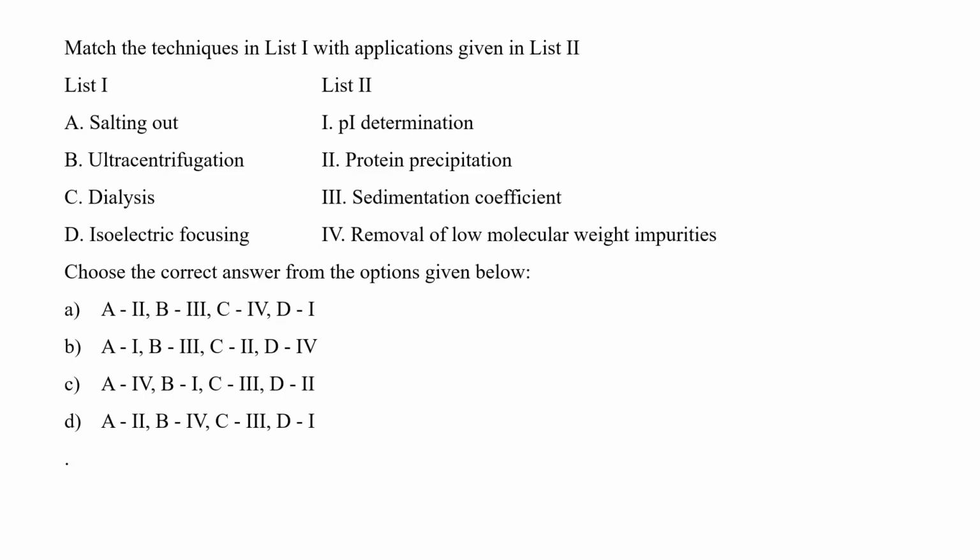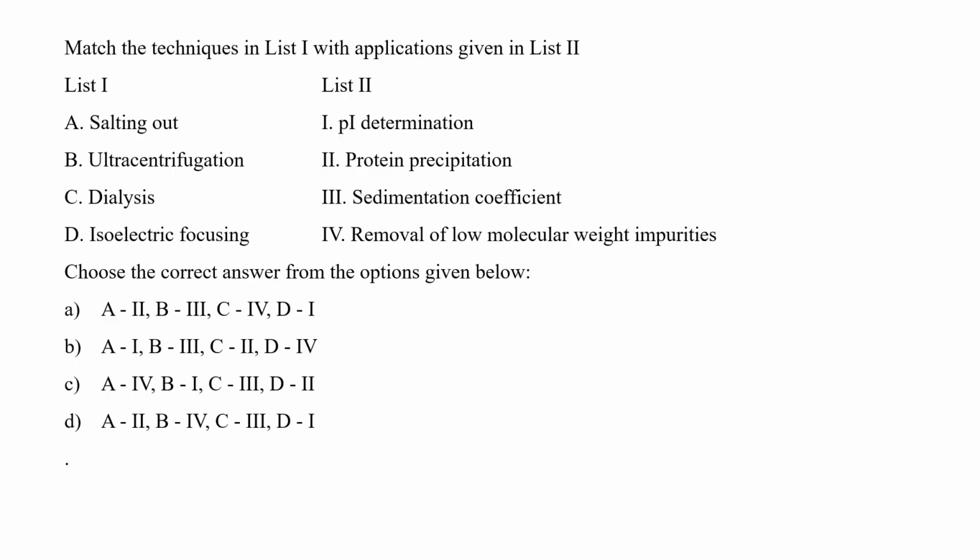Match the techniques in list 1 with the application given in list 2. So list 1 outlines the different techniques, while list 2 outlines their specific uses. A. Salting out. B. Ultracentrifugation. C. Dialysis. While D. Isoelectric focusing. See, salting out is a method of protein precipitation at high salt concentration. That means A has to be connected with 2, protein precipitation. While dialysis, which is C, is a method which is used to remove salts from protein solution. That means C has to be connected with 4, removal of low molecular weight, that means salt impurities.